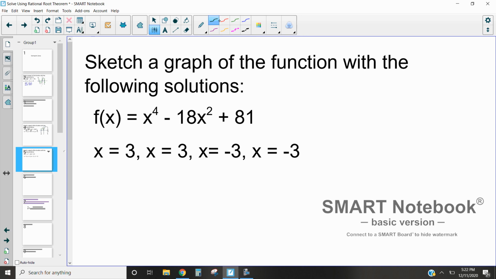Now let's take a look at one last one here. And so we are going to sketch our graph here.